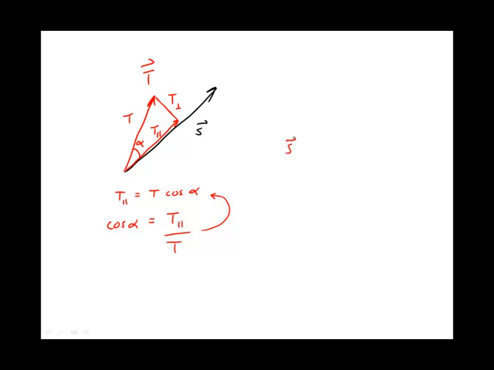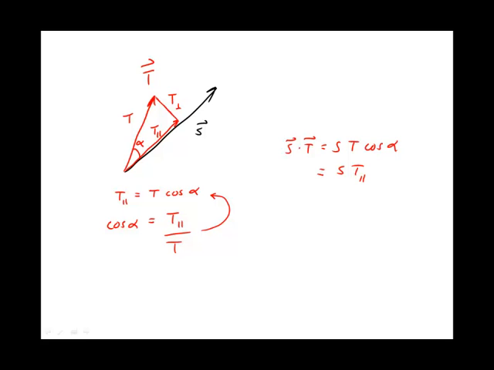And so S dot T is equal to S times T times the cosine of alpha. And that's equal to S times T parallel. So sometimes I'll say S dot T is equal to the magnitude of S times the component of T parallel to S. The magnitude of S times the component of T parallel to S.